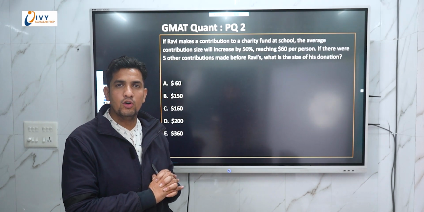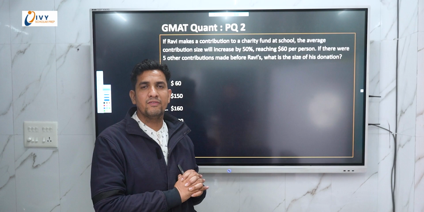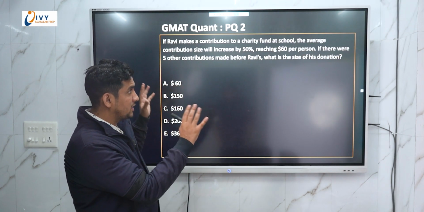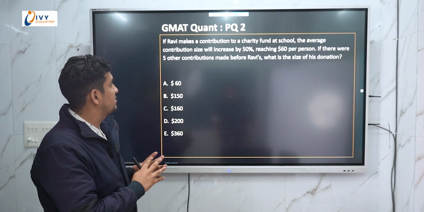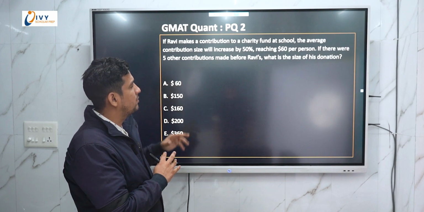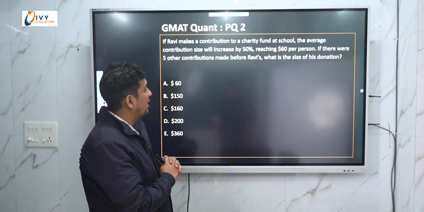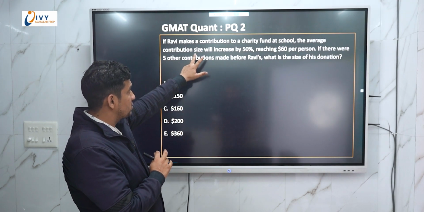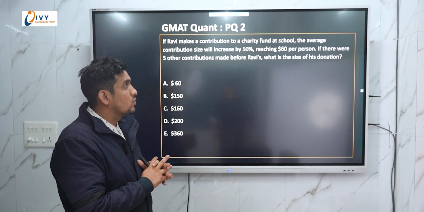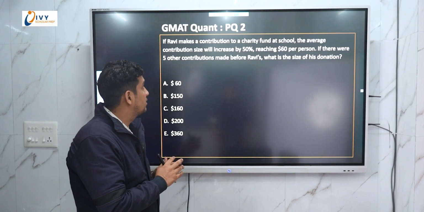Okay, now I hope by now you must have solved this. If not, let's look at how we are going to do it. Now, the first thing you need is to understand the information. This says if Ravi makes a contribution, so before Ravi there were 5 people, and this says contribution size will increase by 50%, reaching $60 per person. So what is the size of Ravi's donation?